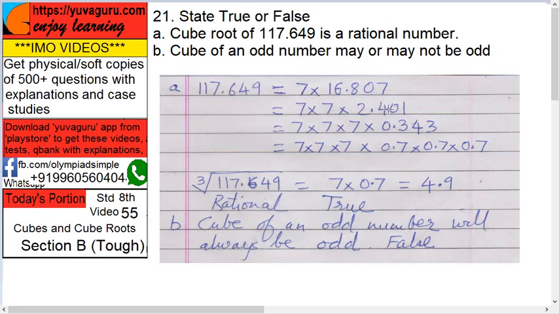Into 2.401. 7 into 7 into 7 into 0.343. Now once you get this 343, it should be easy for you to know that the cube root is 7. So point means 0.7. So 7 into 7 into 7 these, and 0.7 into 0.7 into 0.7. Okay. Now the cube root is what? Out of 3 only 1, out of 3 only 1. So 7 into 0.7 is equal to 4.9.